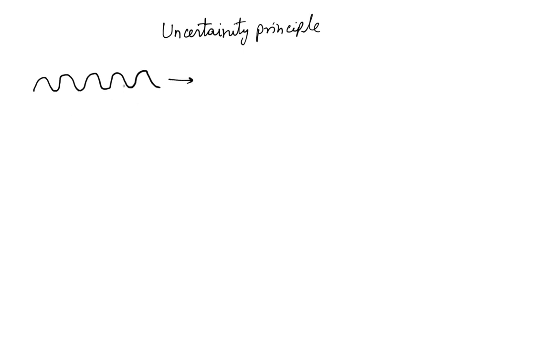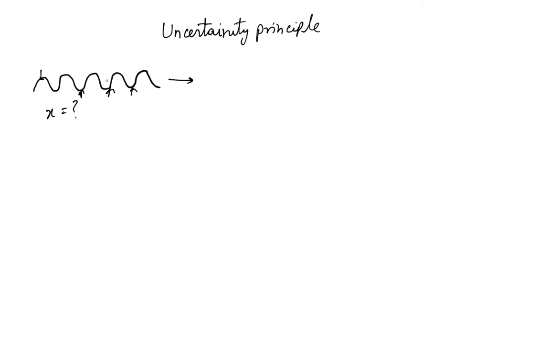Now this wave sort of extends from a long distance back to a long distance in the forward direction. So there is no way one can tell what is the exact position of this wave. What is the position of this wave, x? Whether it is here, here, where does it exist? So the uncertainty in x is very large.